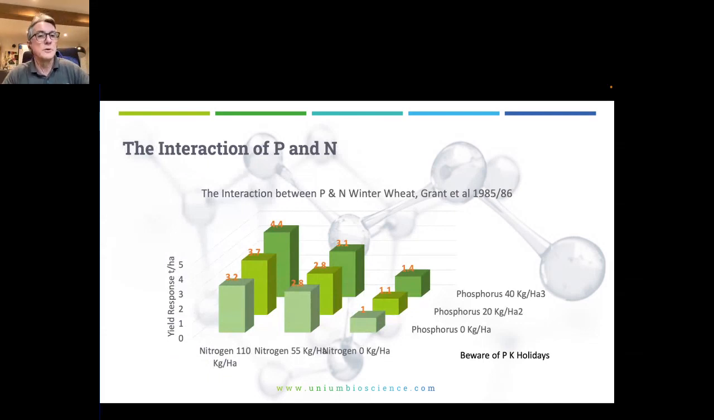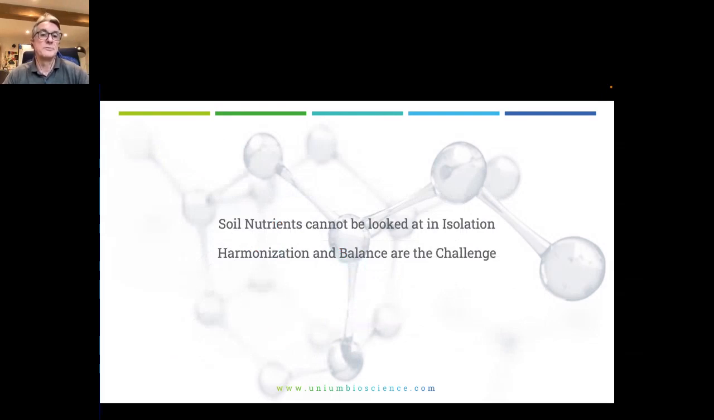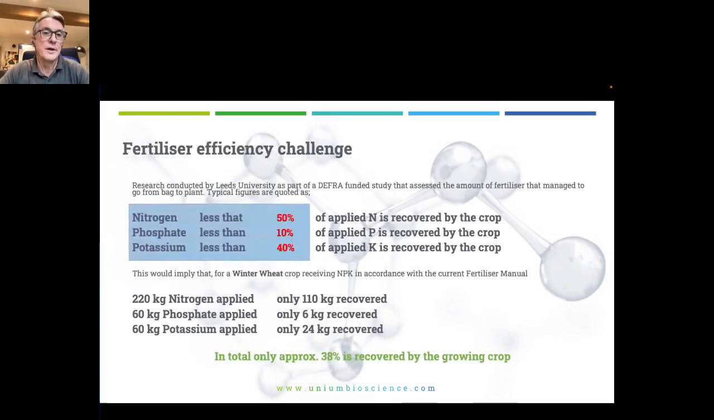So again, don't look at nutrition in isolation. Harmonization and balance are the challenge. And that's what we see within a plant. It's called nutritional stoichiometry, looking for that balance. As you increase one nutrient, the plant will look to maintain balance and order within the levels, and therefore it will look to increase potassium or sulfur if you've got a flush of nitrogen going in, to manage that influx. We know there's a challenge with efficiency, and we know we can improve that.